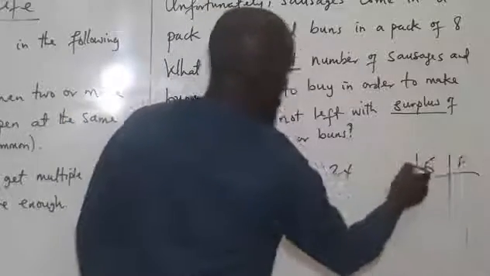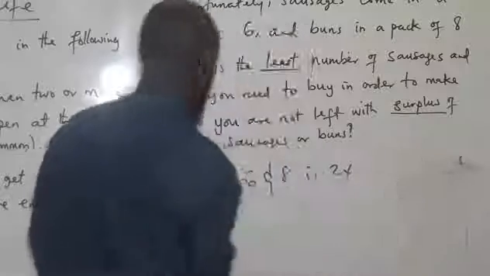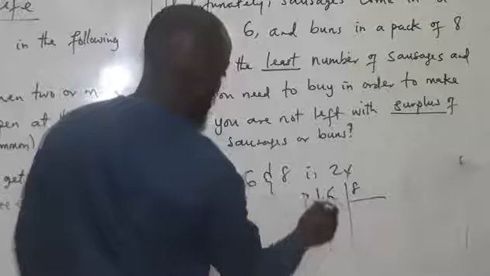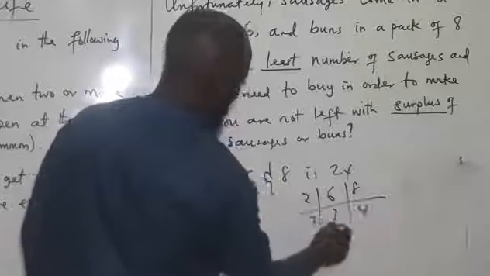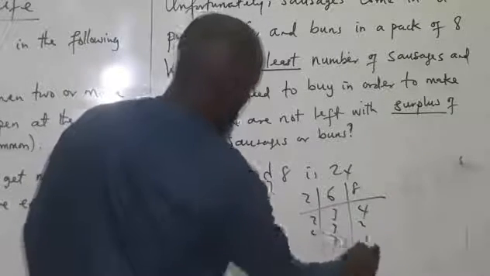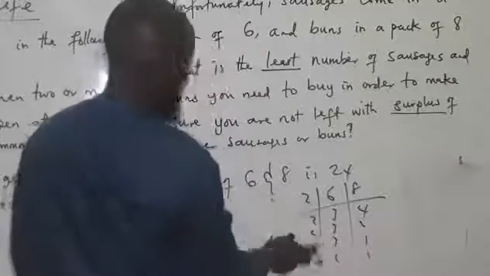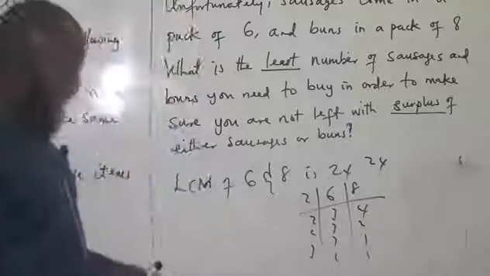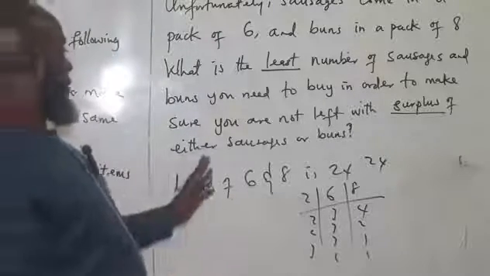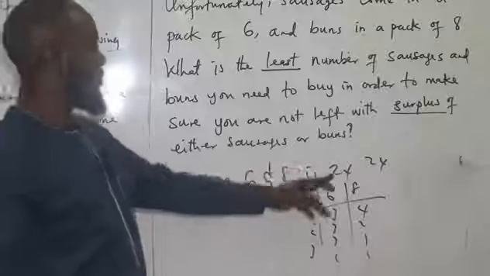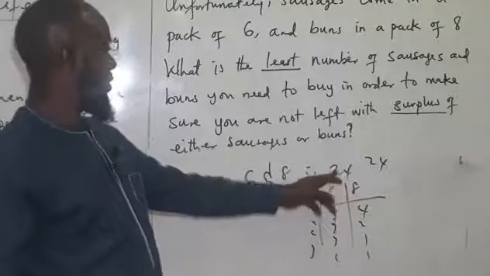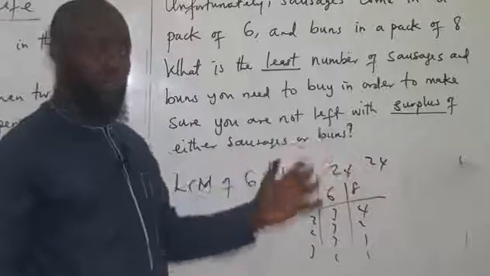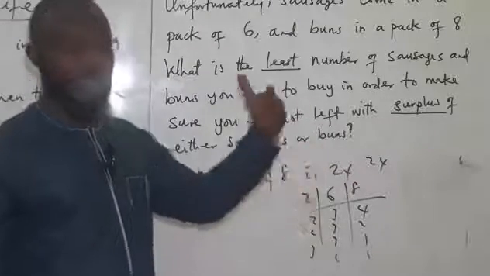We use this one. 6, 8. You can see 6, 8, 2 can go 3, 4, 2 can go 3, 2, 2 can go 3, 1, 3, 1, 1. So 8 times 3, that gives us 24. So LCM is 24, right? So since LCM is 24, it means that you are going to buy 24 pieces of sausage and 24 pieces of buns, whereby you're not going to buy excess of one over the other.